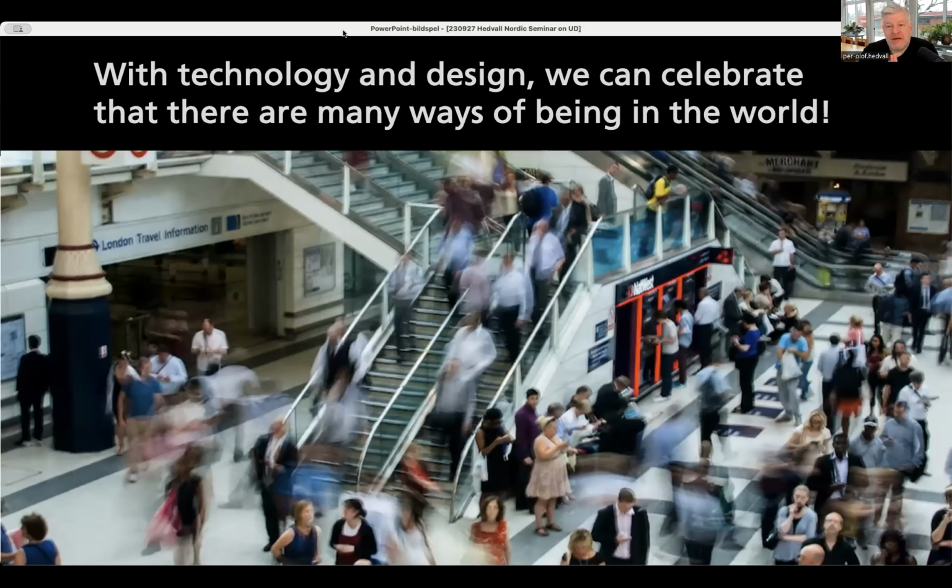And this is my last slide. I wanted to include it since I often use it when I introduce universal design to our design students. It's a photograph from a subway station in London with a flurry of people and services and products all mingling together. And above the photograph, it says, with technology and design, we can celebrate that there are many ways of being in the world.